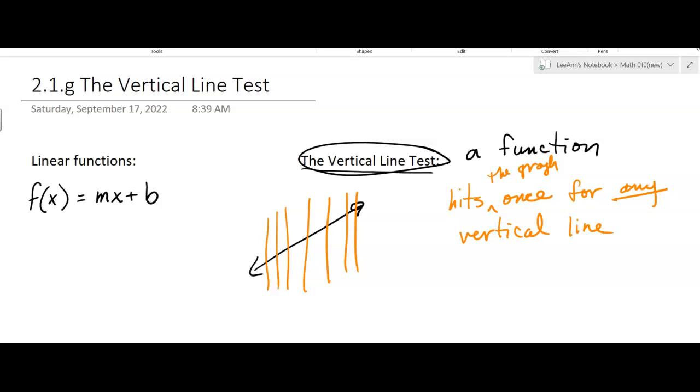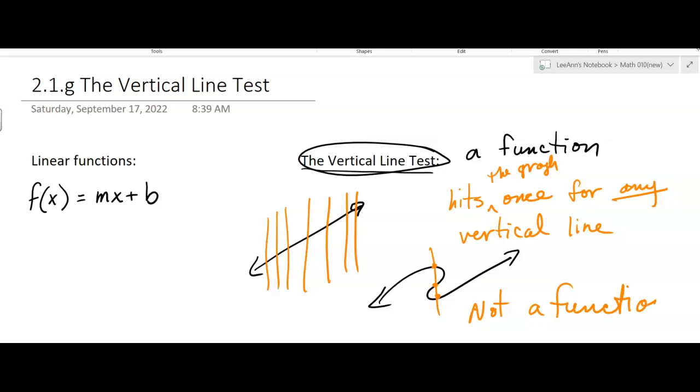Okay, so if you had a bounded one and you had something that wasn't touching the graph, that wouldn't matter. So it hits the graph once for any vertical line. So let's see something that's not a function. Let's say you had something like that. Well, you're going to run into problems because you could draw a vertical line right there and it's hitting more than once. So this is not a function.